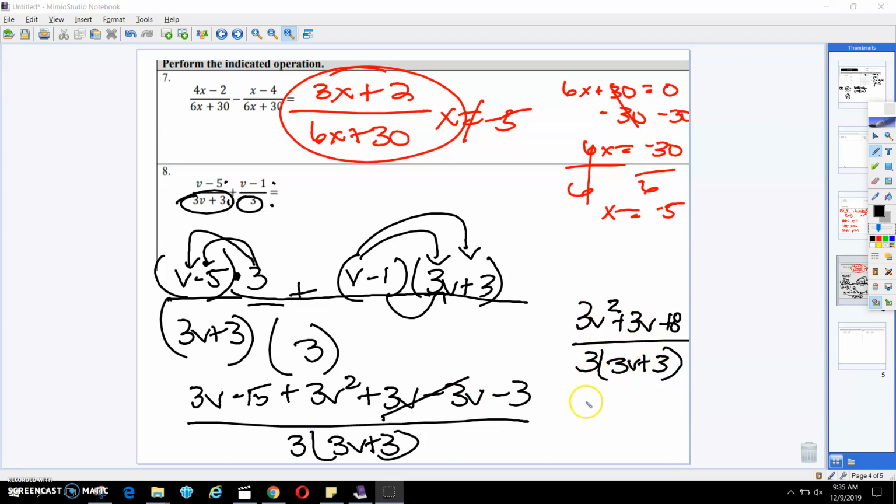Alright, so on this one, what you would do is you would cancel out a 3 in the top and bottom, just because you want to make your life easier. This would cancel out, this would cancel out, and this would become negative 6. So this is going to be v squared plus v minus 6 over 3v plus 3.